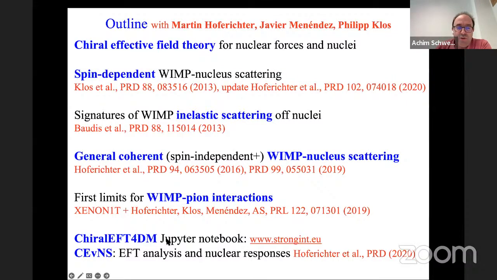And then I want to point you to that there's basically all of these response functions in form of Jupyter notebooks that you can use on our website, and basically the same type of response functions also are important for coherent, so for elastic neutrino-nucleus scattering. Okay. So let's start with the first one here to discuss more about what chiral effective field theory is.